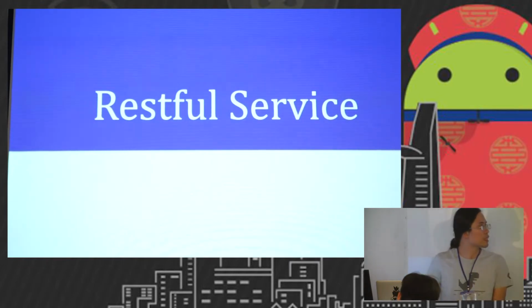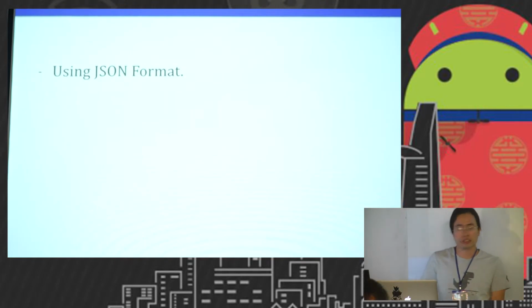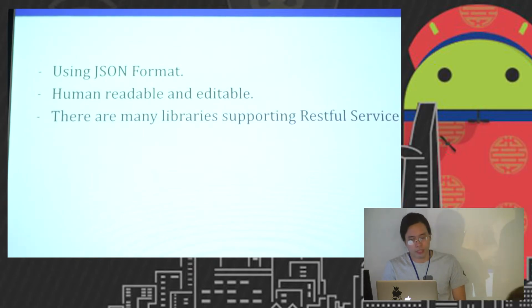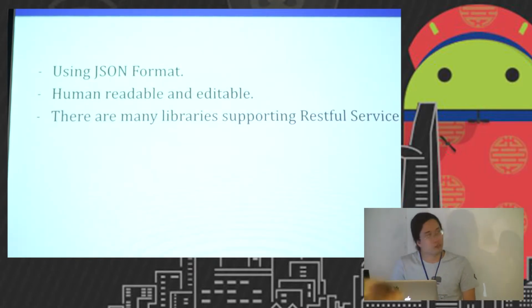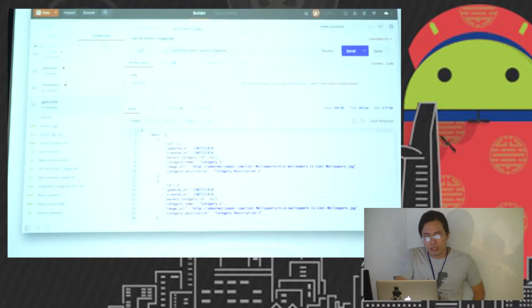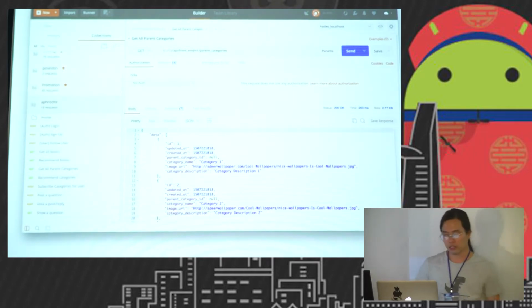Continuing, there is the second type named RESTful Service. RESTful Service uses the JSON format, and like SOAP, it is human readable and editable. There are many libraries supporting RESTful Service, and many tools supporting it too. For example, this is Postman. I think we all know that tool.